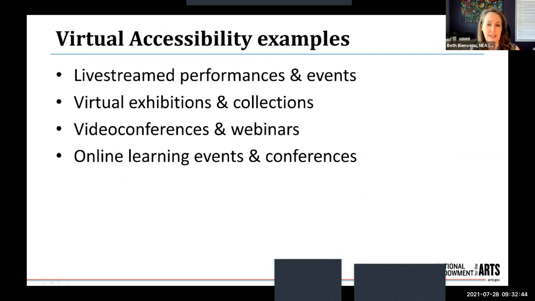And just a bit about virtual accessibility. As we've seen over the last 16 months, 15 months since the beginning of COVID, arts organizations shifted to online performances and events. And it's really opened up tremendous opportunities for people to access film, theater, gallery tours, museum tours. So many things have been online, and it's really made art accessible in different ways to people who otherwise might have had difficulty leaving the home.